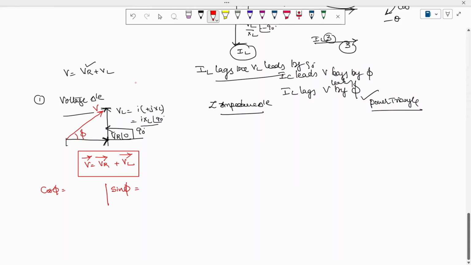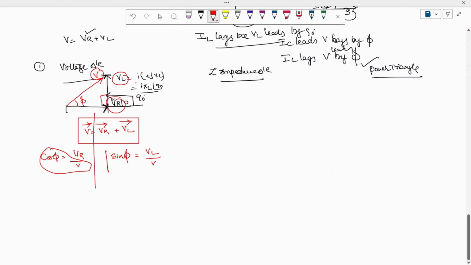So sin phi is equal to, sin phi means opposite. What is the opposite value? VL divided by hypotenuse. Hypotenuse value is V. What is cos phi? So to this 90 degree, what is there? VR. VR divided by V. So VR I can write down as V cos phi.